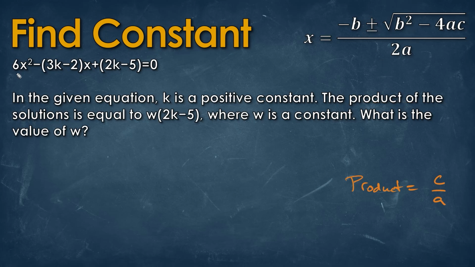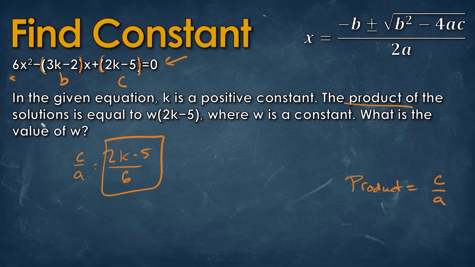Now with that information, that can help us actually figure out and solve this. Because we know that our equation is in standard form. We have an a, we have b, which is actually going to be two numbers, plus this minus sign. And we have c, which is going to be this inside of parentheses as well. So with that information, we can plug this in. We'd get 2k minus 5, which is equal to c, and our a is going to be equal to 6. And so that is our product right here. But we also know that the product of the solutions is equal, hence that word equal, so that's going to be equal to w times 2k minus 5.